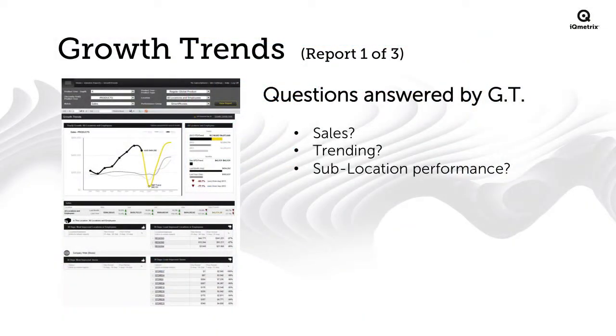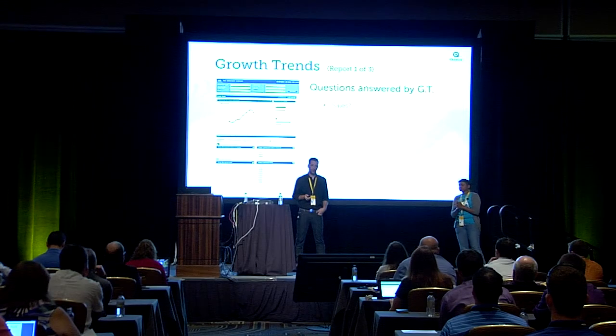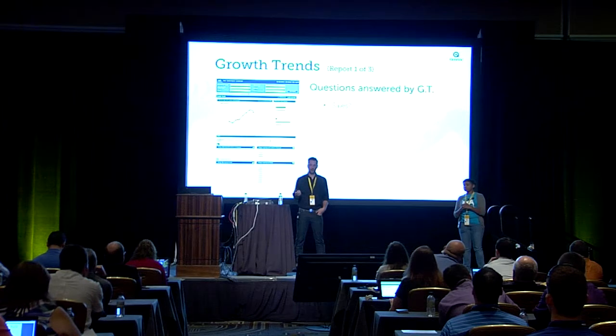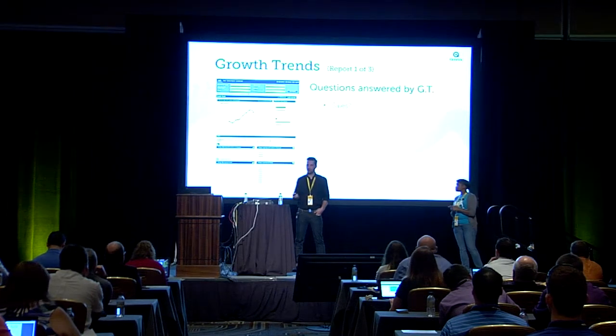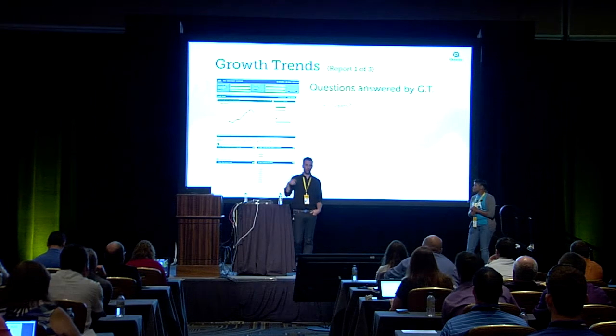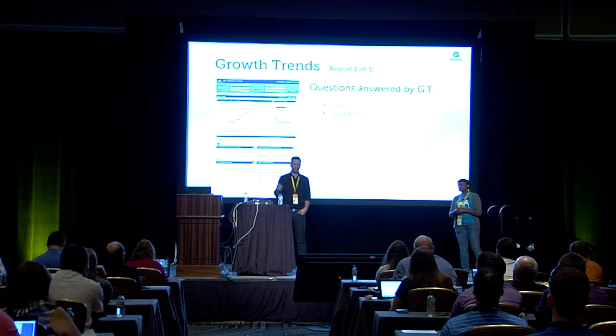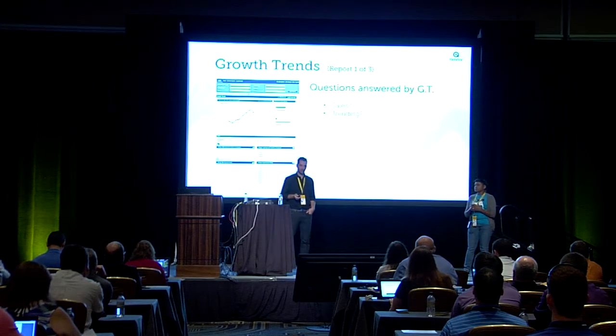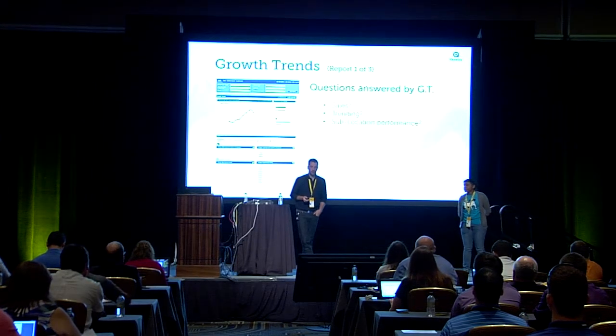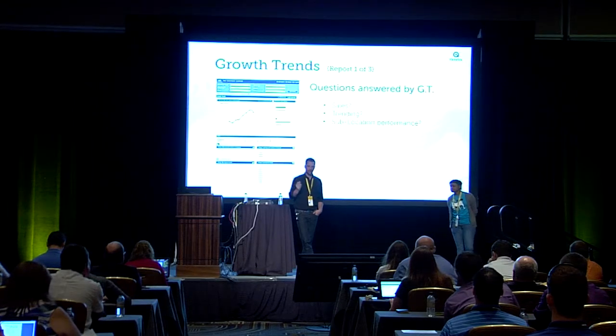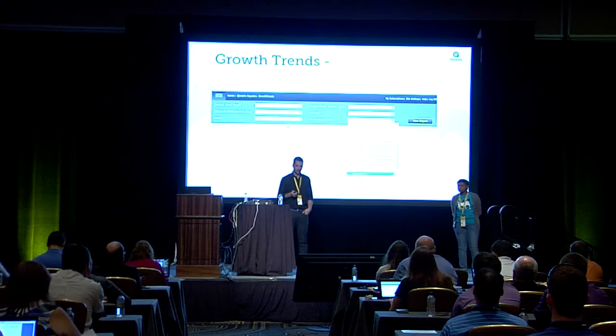And this is the first of 3 reports that we're going to look at this morning. I would love to go through all of them, but time crunch, so we'll have to zoom through. So, questions answered by growth trend. How are my sales doing? We can look at the whole company, or we can look down in an individual store, and we can look at all of our products or a particular product. Trending: where are my sales heading for the end of the month or the end of the year? This is a huge thing that everybody's interested in, so we'll show you how that works in growth trends. How are my sub-locations performing? That's not going to make sense now, but it will in the next couple slides, so don't worry about that.